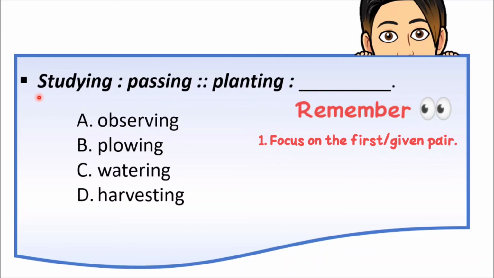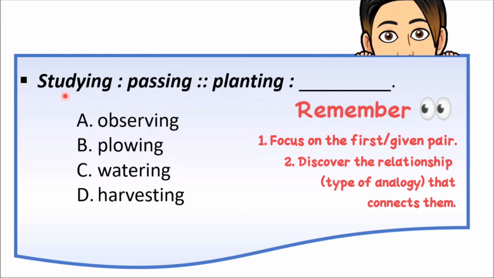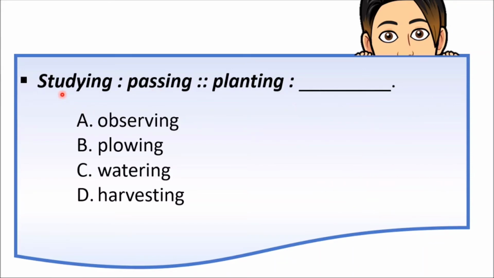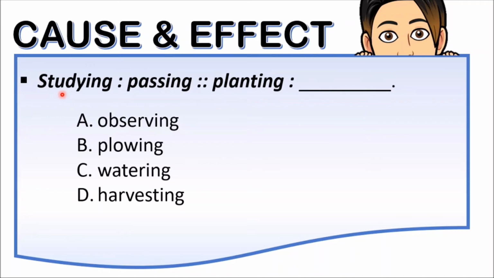Let's proceed right away to our first pair of words. If you are studying well for a particular subject, then there's a big chance that you will pass that subject. Therefore, passing is actually the result or the effect of studying. Therefore, we are actually talking about cause and effect analogy. So, among the given options, which one would tell us the good effects of planting? Is it letter A, observing, letter B, plowing, letter C, watering, or letter D, harvesting?